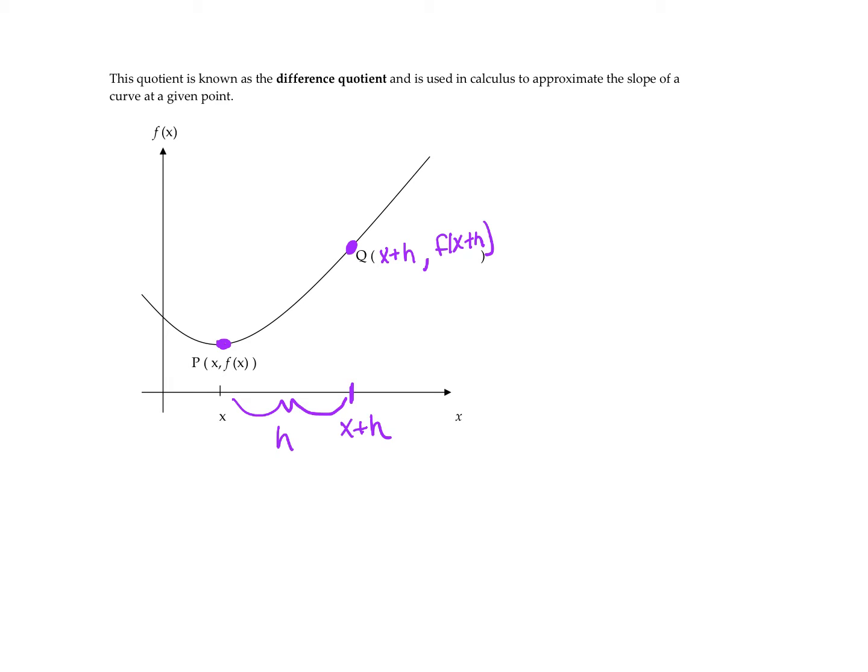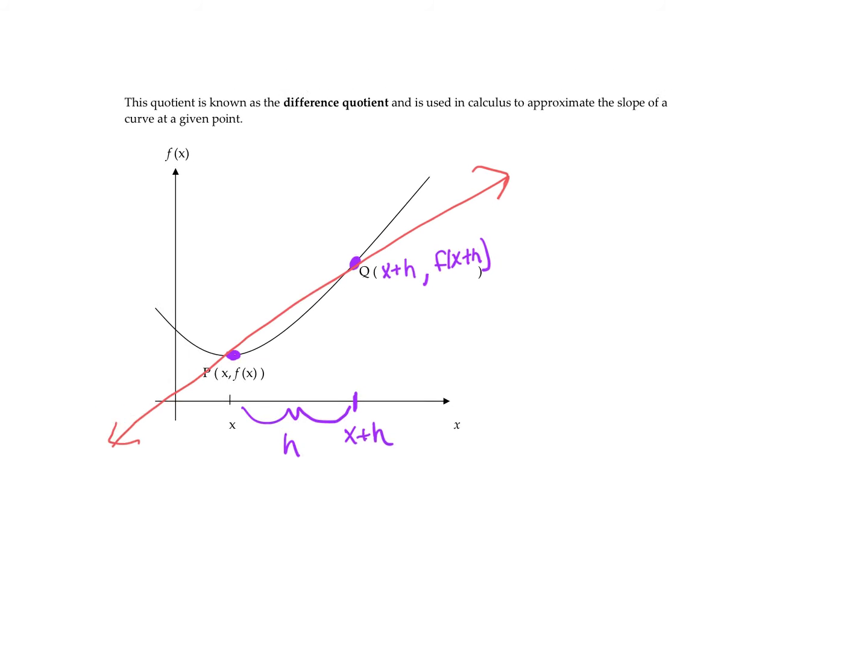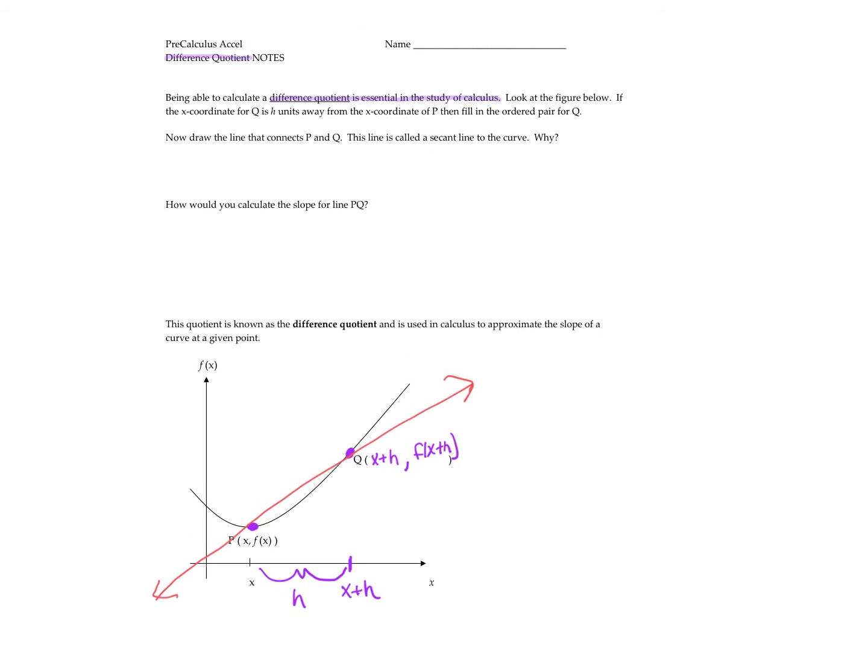So now, if I want to draw a line that's going to connect these 2 points, it would look like this. Now, this is called a secant line, which is up here. And so the definition of a secant line is the line that passes through 2 points on a curve.